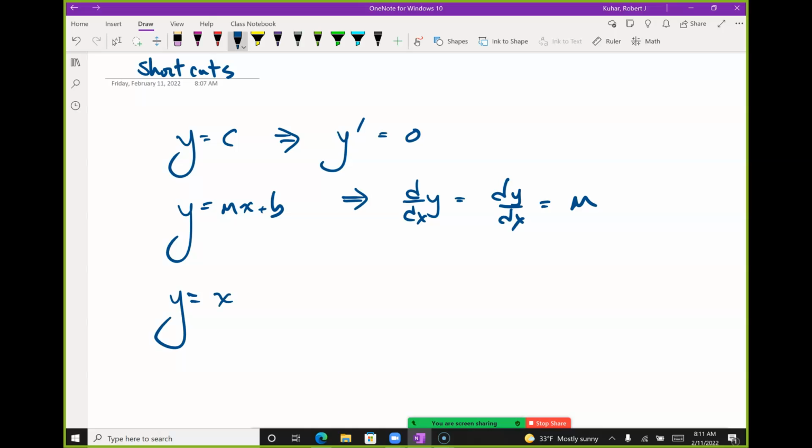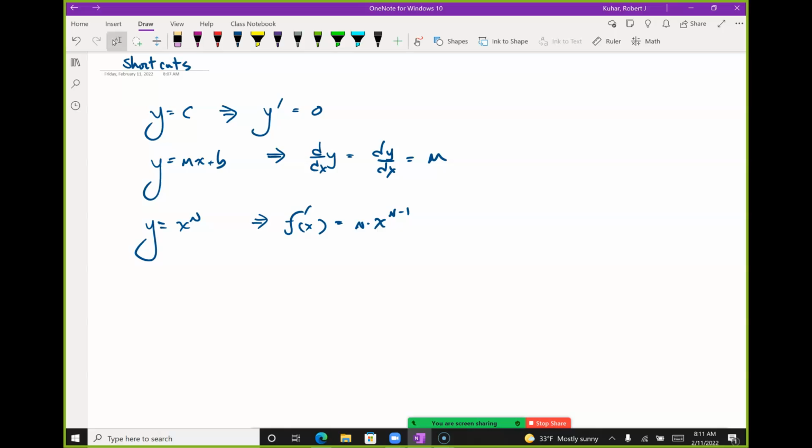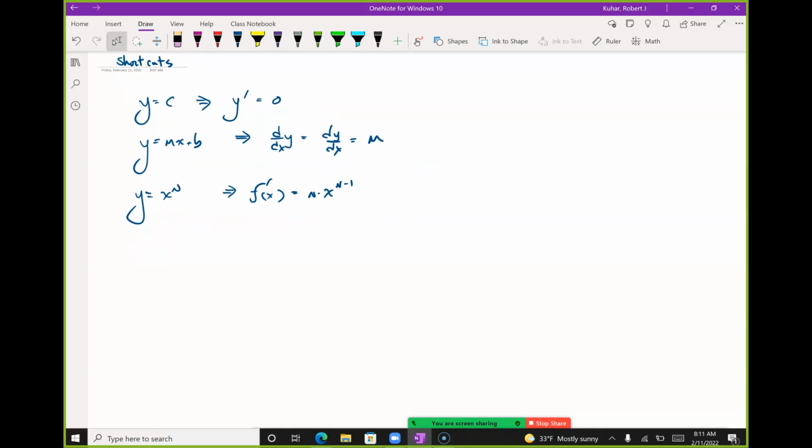If y equals x to the n, here's our power rule. I get f prime of x is n times x to the n minus 1, right? We've got a couple of strange ones coming up now. If y equals e to the x, I can say take the derivative like this, right? And I get y prime is also e to the x. That one I still have to prove to you. It's at the end of chapter 3 that I'll prove it, okay?